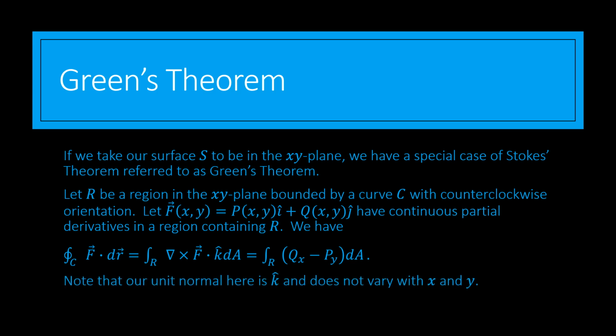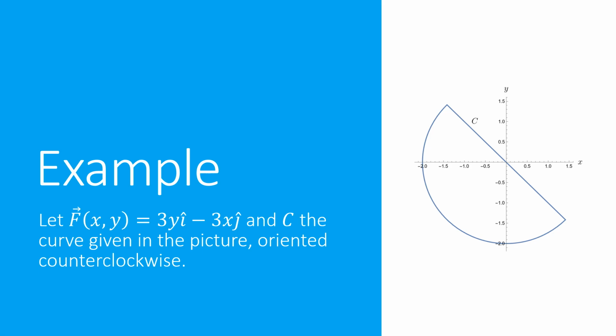And as I said, notice the unit normal here is k hat. It doesn't vary with x and y because we're just in the xy plane. Let's go ahead and work one example of this. So let's take this vector field here, 3y i minus 3x j. And the curve here is just going to be this curve C, and we're oriented counterclockwise. So we're going around it in this direction, like this. So the region R is this region in here inside the curve.